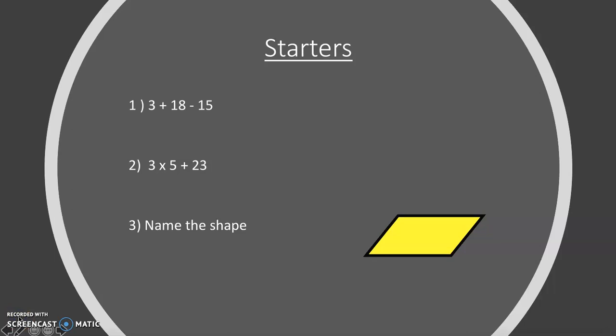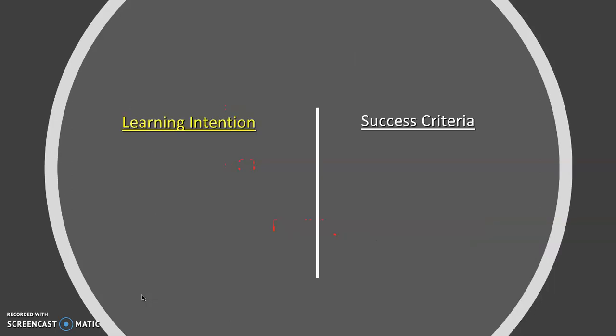Okay, welcome back. So for question number 1, 3 add 18 take away 15, you should have an answer of 6. Okay, for question number 2, 3 times 5 is 15. If I add on 23, we should have an answer of 38. And for the last question, what is the name of this shape? It is a parallelogram. Give yourself a Brucey bonus point if you got the spelling correct as well.